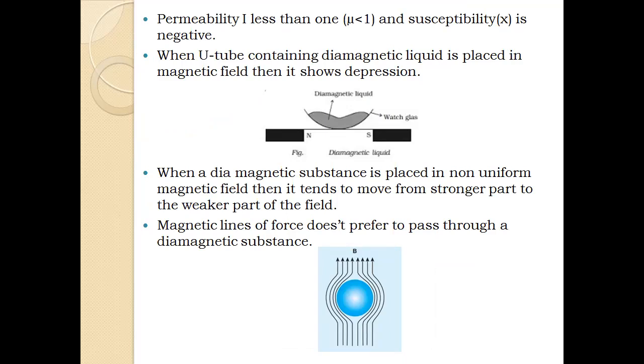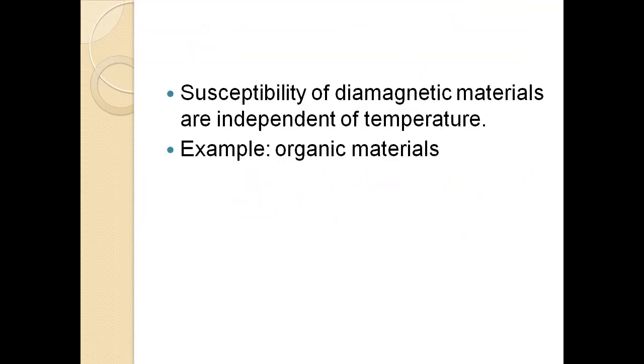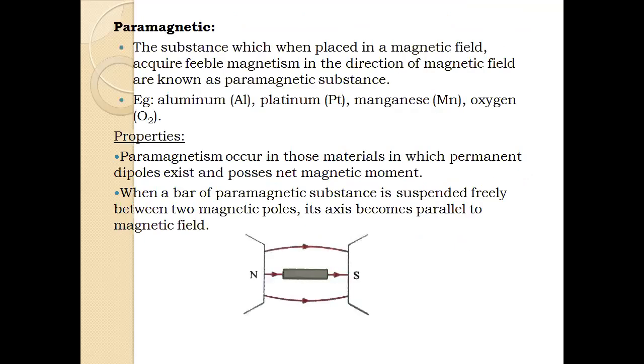Now, when a U-tube containing diamagnetic liquid is placed in a magnetic field, it shows depression in the level. When a diamagnetic material is placed in a non-uniform field, it tends to move from the stronger part to the weaker part of the field. Magnetic lines of force do not prefer to pass through diamagnetic substances. The susceptibility of diamagnetic materials is independent of temperature, and the best example for them is organic materials.